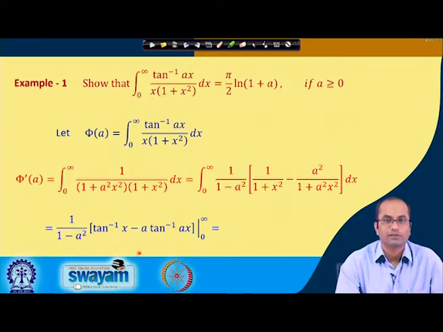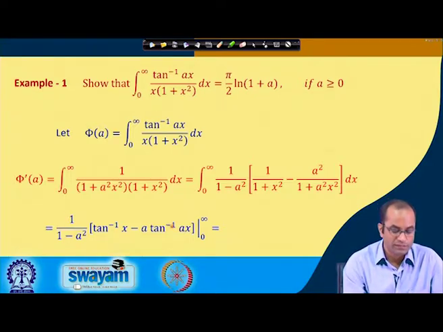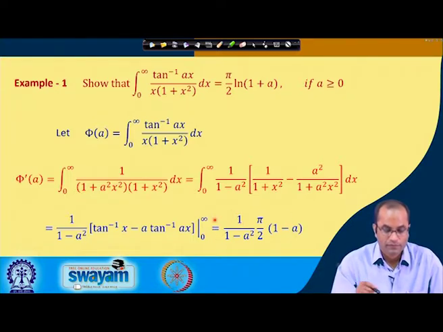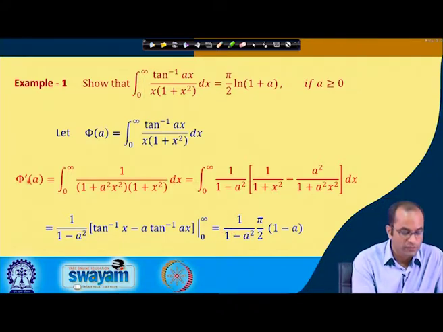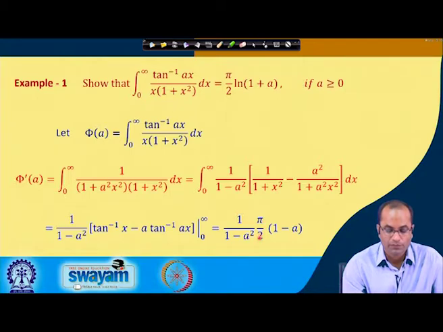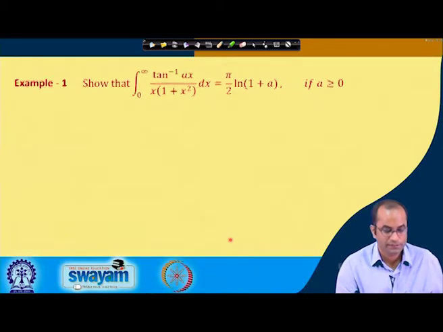both will become 0. So, we will have 1 over 1 minus a square, and pi by 2 we can take common, and we will get 1 minus a. So, this is the integral, and this 1 minus a, here we have 1 minus a square. So, this can also be cancelled out, and we will get here 1 plus a. So, we get this differential equation that d phi over dA, or phi prime a, is equal to pi by 2 into 1 over 1 plus a.